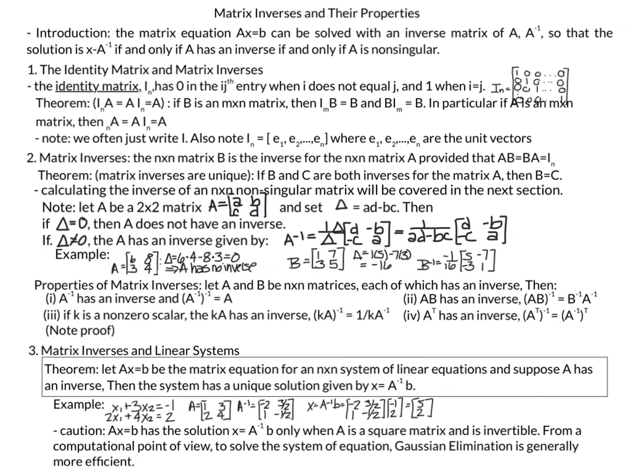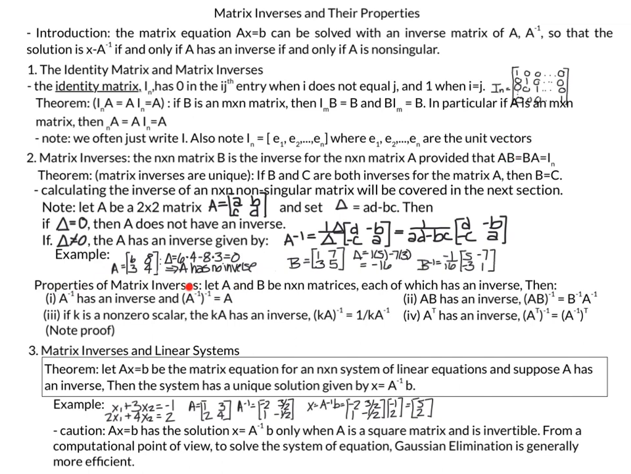A couple of other notes. AX equals B has the solution X equals A inverse B only when A is a square matrix and it is invertible. Also a note, from a computational point of view, to solve the system of equations, Gaussian elimination is generally more efficient. So we are done with the main topics of this video. First, we defined the identity matrix, and once we had the identity matrix, we defined matrix inverses, and we found that they were unique. If A times B is equal to B times A is equal to the identity matrix, then B is said to be the inverse of A.